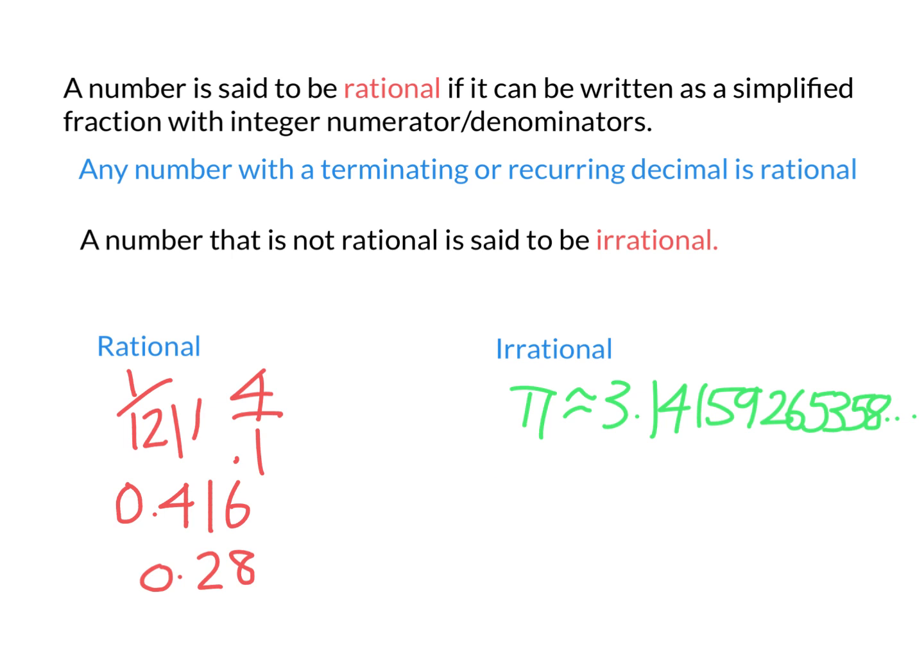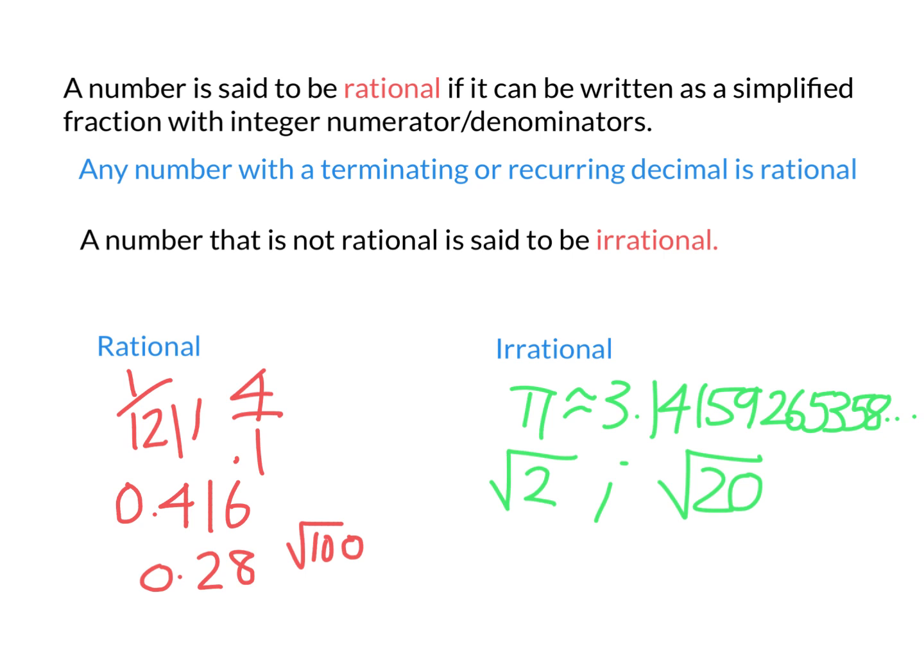Other examples of irrational numbers are when you square root a non-perfect square. So 2 is not a perfect square, so the square root of 2 is irrational. 20 is not a perfect square, so the square root of 20 is irrational. You cannot write any of these numbers as a fraction with an integer numerator or denominator. You cannot write any of these numbers with a terminating decimal or a recurring decimal. So just note, if it's the square root of a perfect square, then it's rational. So for example, square root of 100, that's rational because it just equals 10. If you square root a perfect square, it's rational. If you square root a non-perfect square, it is irrational.